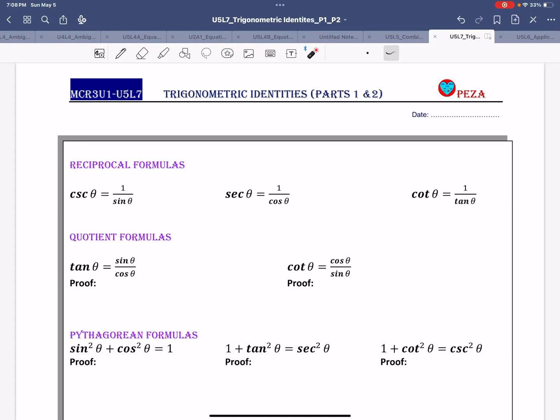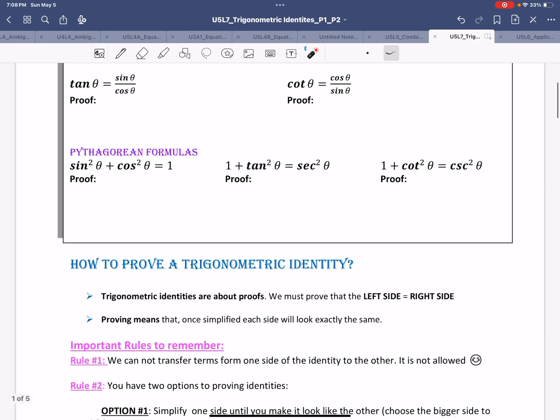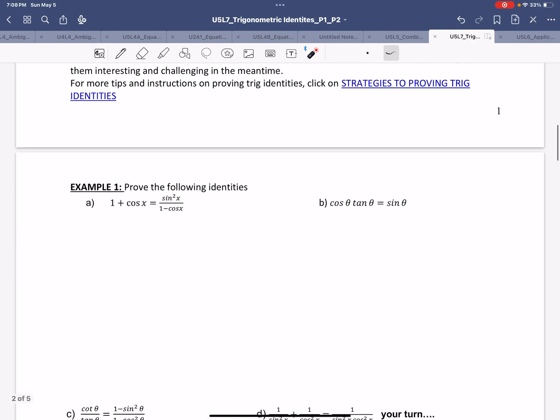In this lesson, we'll discuss how to prove trigonometric identities. What is a trigonometric identity? Well, it's an equation that contains trigonometric terms on both sides of it, and we want to prove that the left side equals the right side. So, in other words, we want to prove that the left side is identical to the right side.